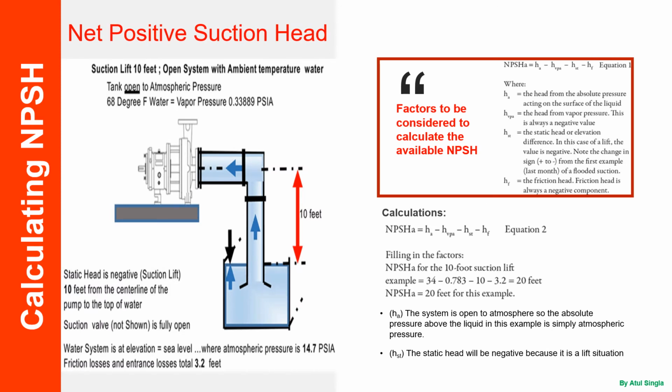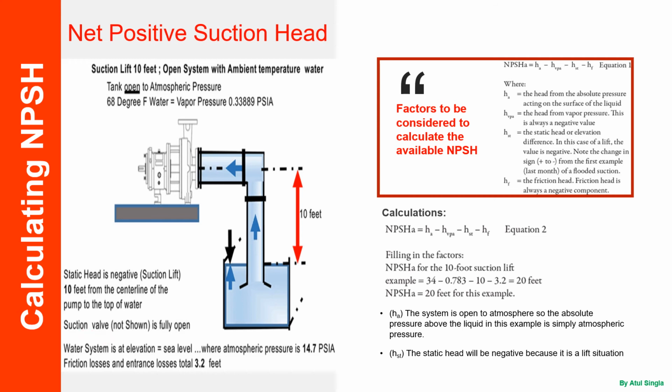Now let us take an example to calculate the net positive suction head. This way we will be looking into the various factors important to calculate this, which we discussed in previous slides. Here we are taking an example of a pump sucking water from a source at a lower elevation than the pump. There is a difference of 10 feet between the center line of the pump and the surface of the fluid. We are considering it is open to atmosphere, so atmospheric pressure will be on this liquid. The temperature is 68 degrees Fahrenheit, and the vapor pressure for water at this temperature is this much. So we have a static head which is negative, which we call suction lift. If it were at a higher elevation, this would have been positive.